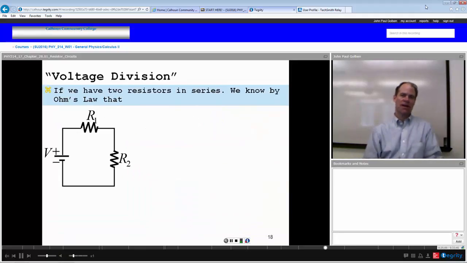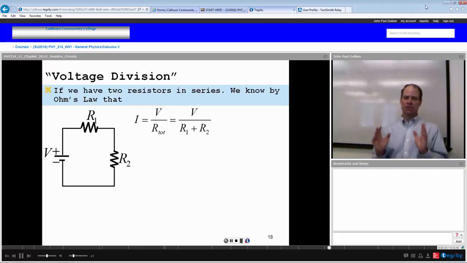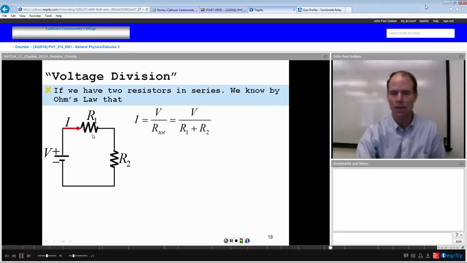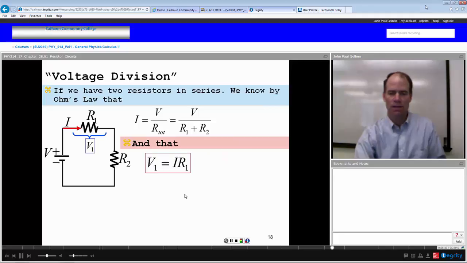We can also have voltage division, and it kind of goes like this. If I had two resistors in series connected with a battery, each resistor is going to grab its fair share of that voltage. We can prove it by saying that the current coming out of the battery is the voltage divided by the total resistance of the circuit, R1 plus R2. And if I were to look at R1, the voltage across R1 will be that current times R1. And the voltage across R2, for that matter, will be the same current times R2.